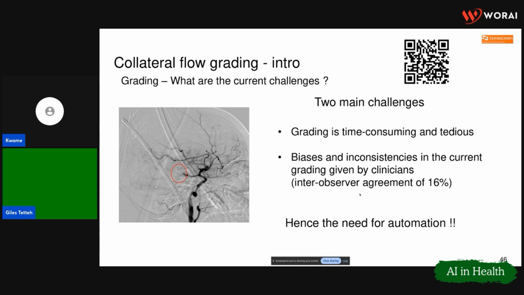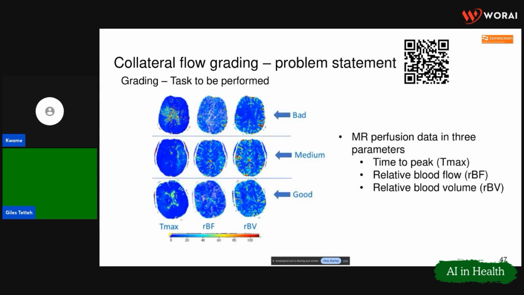So these two main things mean that there is the need for automation. And what we try to do is to automate this grading process, so that the doctor doesn't have to decide. There would be a machine learning model in between. So this is what we did.